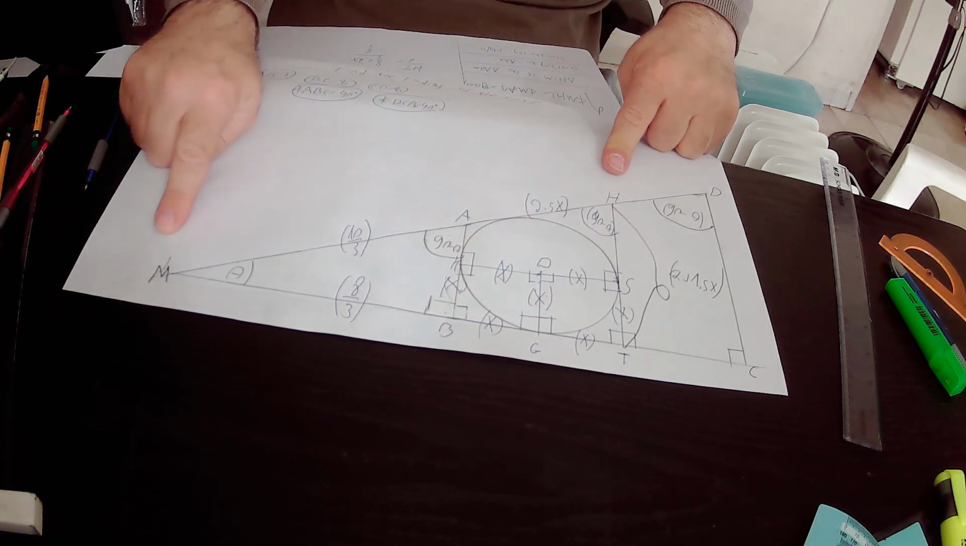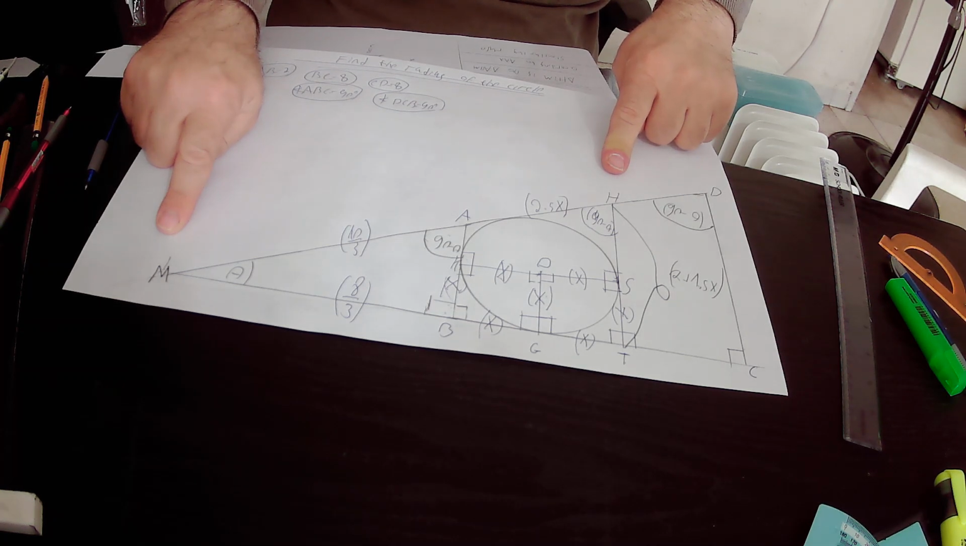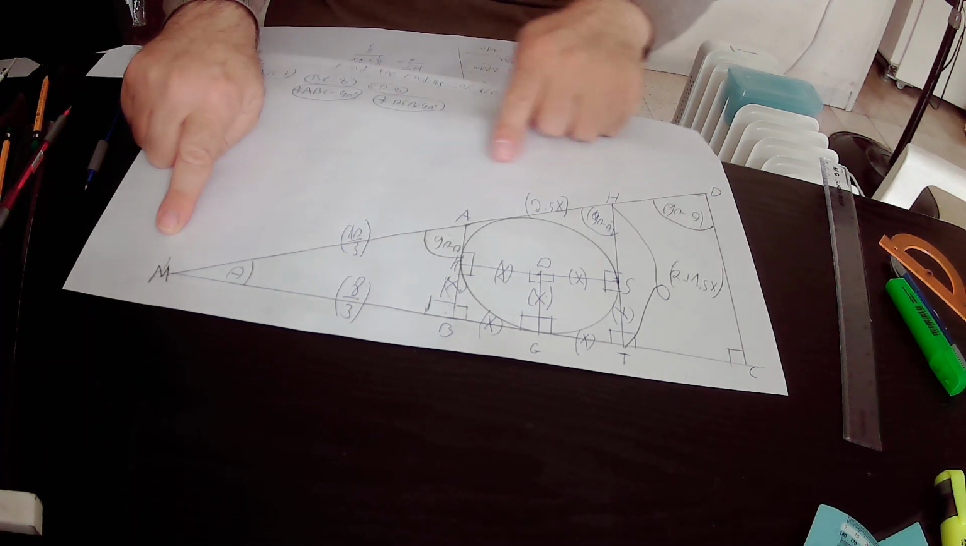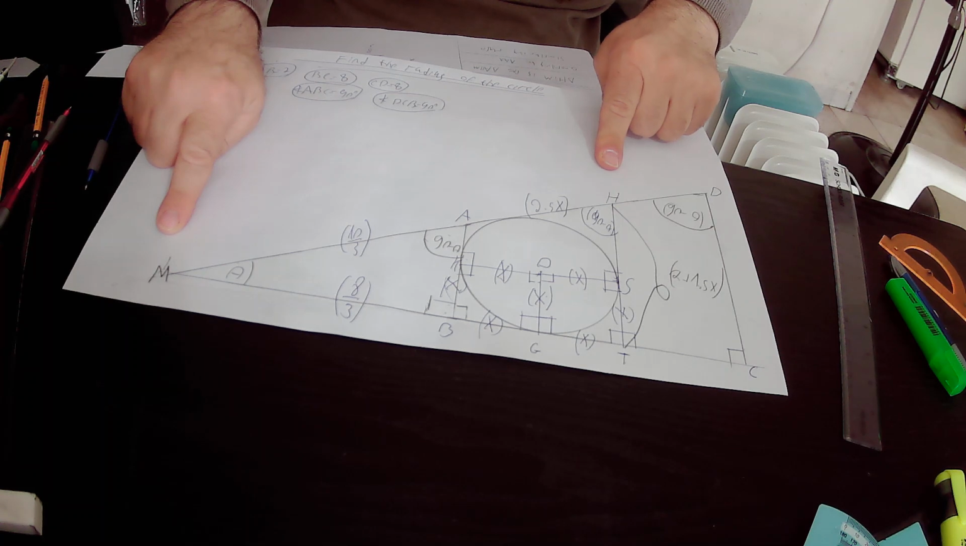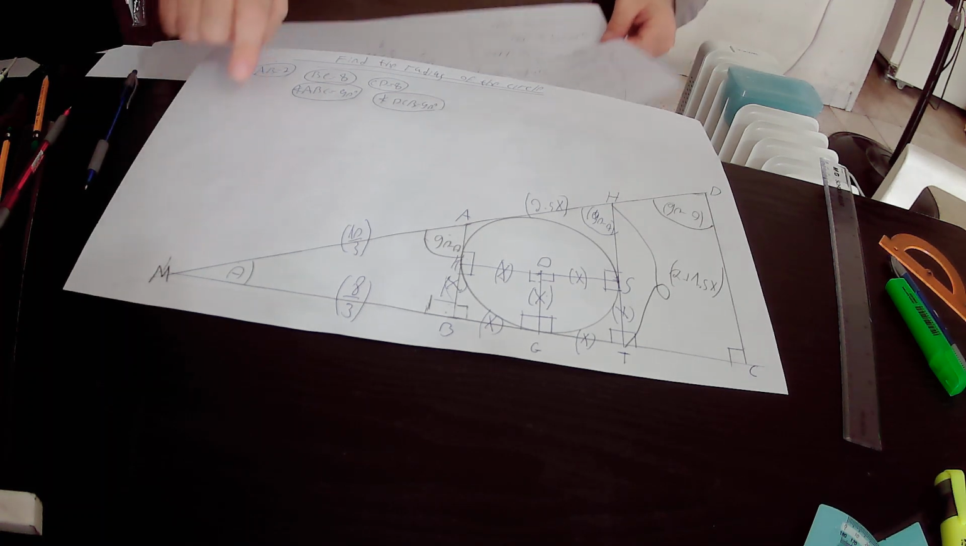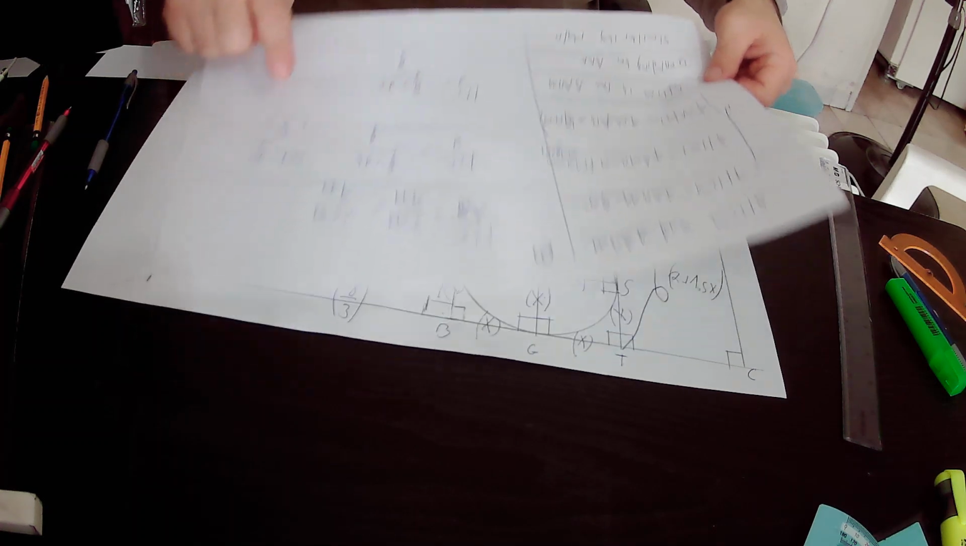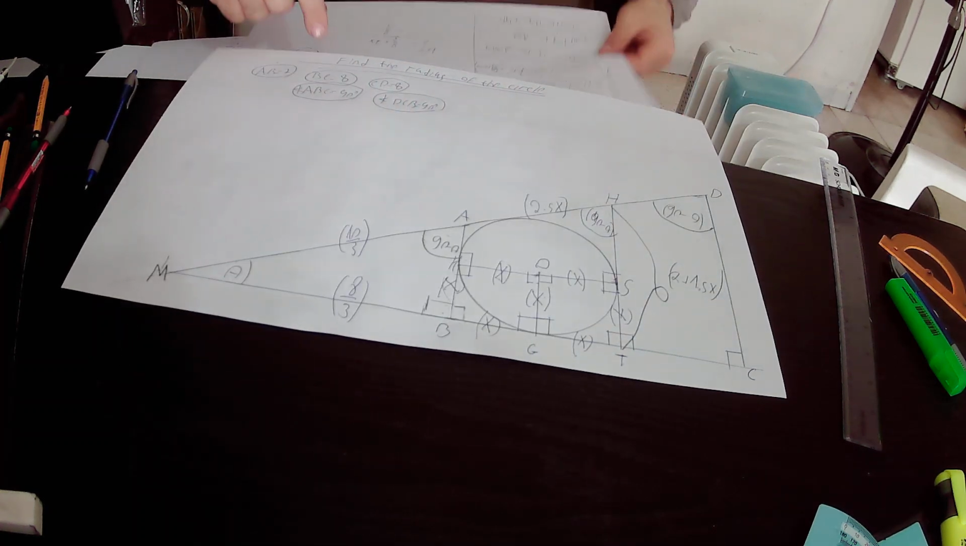Here HM is actually HA plus AM. That is to say, HM in total equals HA plus AM, that is 10 over 3. So in total, HM equals HA plus 10 over 3. Here we substitute HM by HA plus 10 over 3, over AM. AM is 10 over 3.